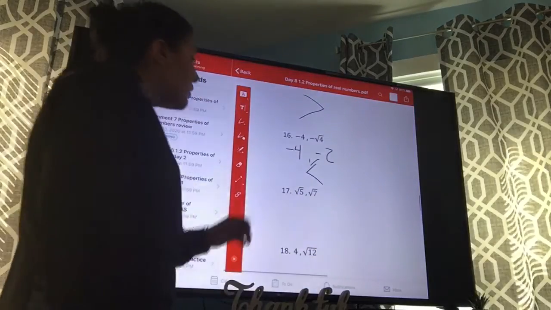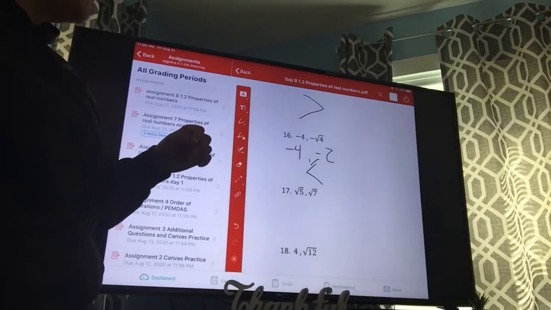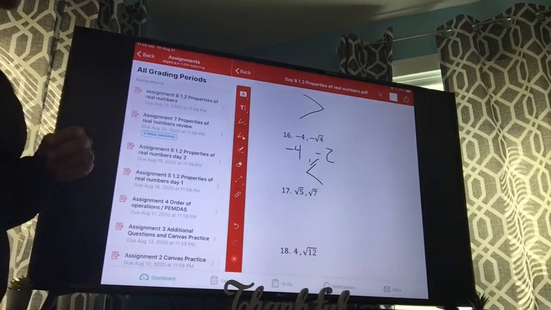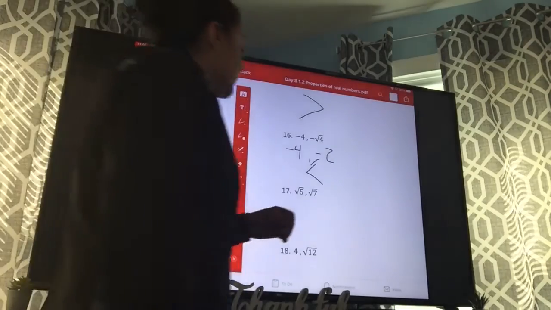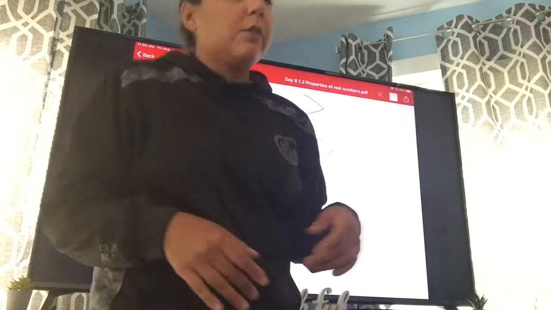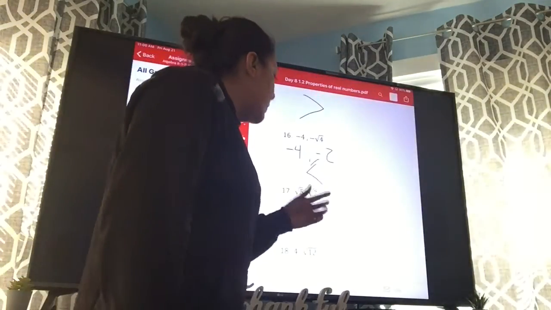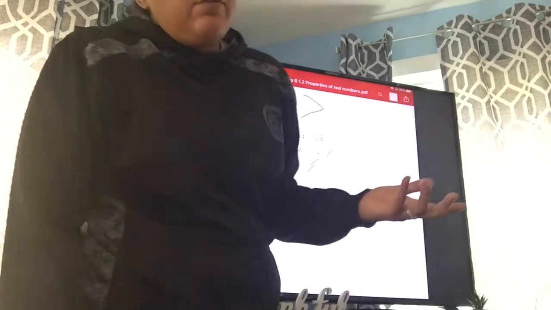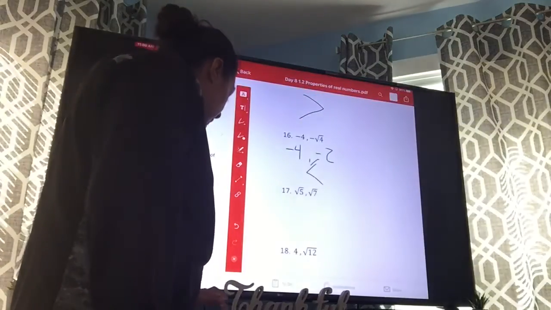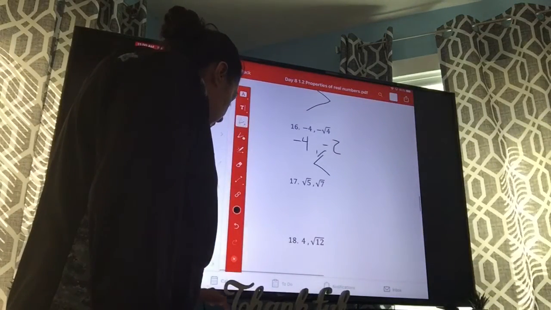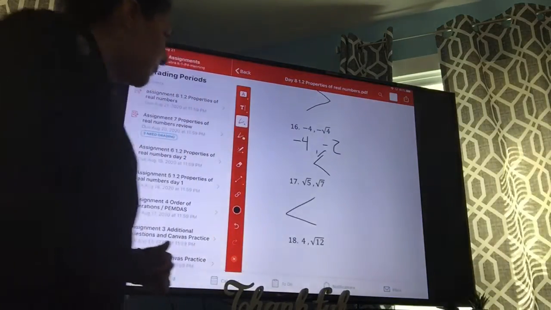The next one says the square root of 5 and the square root of 7. Which one is going to be bigger? Here's what I will tell you: since they both have a square root, you can kind of just ignore the square root. And this is what I was talking about, your street smart skills. Which number is bigger, the square root of 7 or the square root of 5? 7, because 7 is bigger. So don't waste your time doing math on the ones you don't need to do math on.